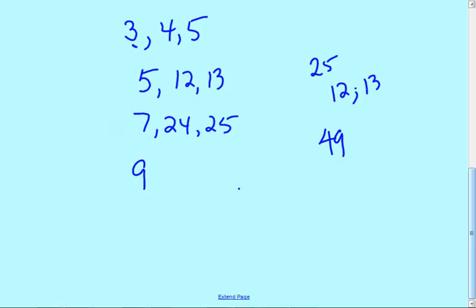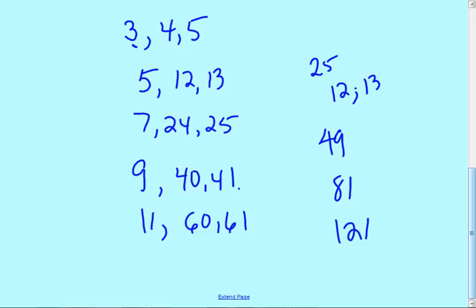So let's do 9. If I square 9, I get what? 81. Half of 81 is about 40. So it's 40, 41. How did you do that? That's so cool. It is cool, actually. So if I do 11, what's 11 squared? 121. Half of that is, make it 120. It's 60.